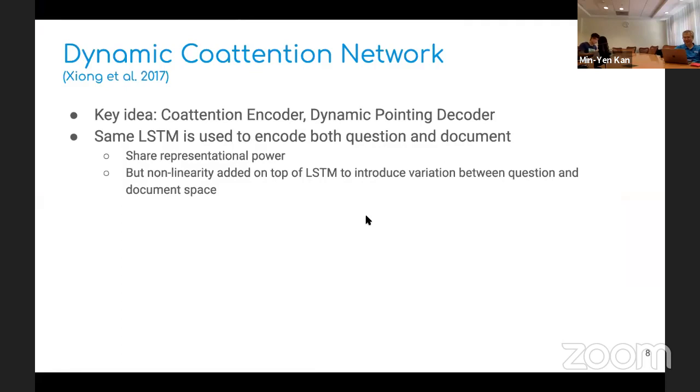So the next paper is called Dynamic Co-Attention Networks. Basically, they have two key components in this paper. One is the co-attention encoder, and the other is the dynamic pointing decoder. Basically, these are LSTMs. The encoder uses the same LSTM to encode both the question and the document, because they say this lets them share representational power. They try to introduce a separation between the question and document space by adding a non-linearity for the question when they encode it.